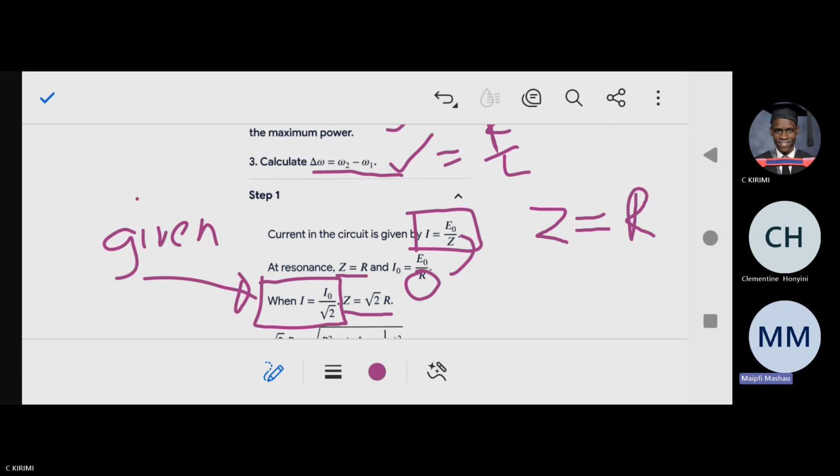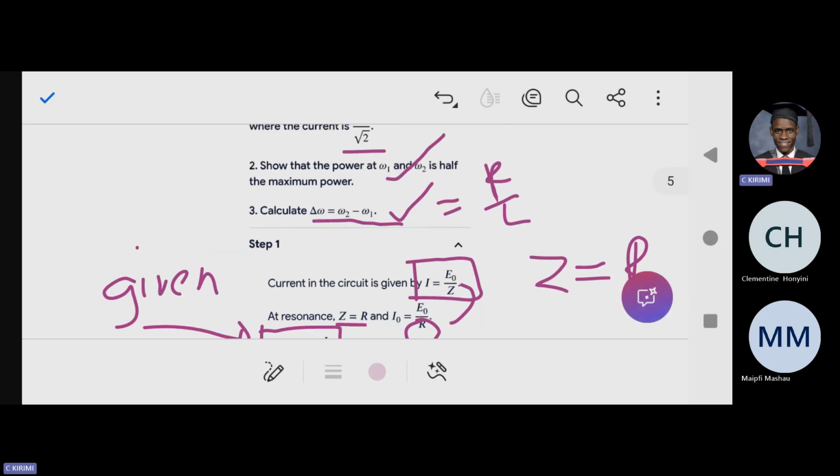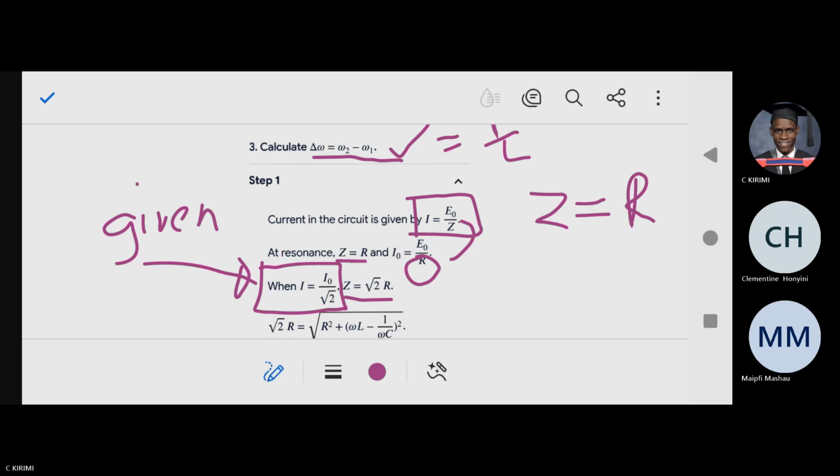Isn't it I multiply by square root of 2? That's correct. So from this information that we are given, when you say I is equals to I naught, which means I naught will be root of 2I. Root of 2 multiplied by what? By I.